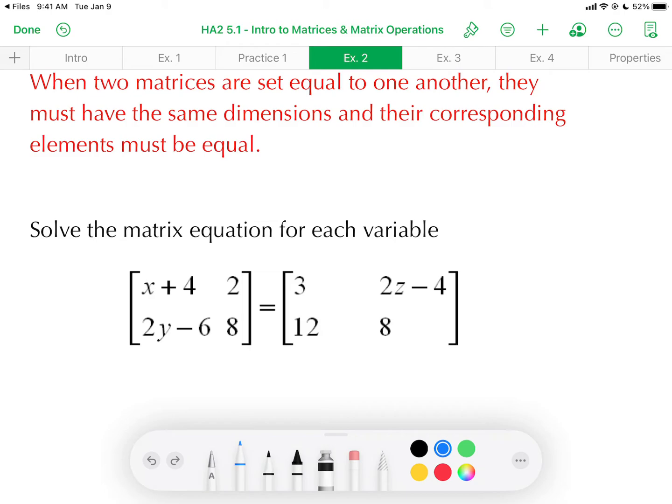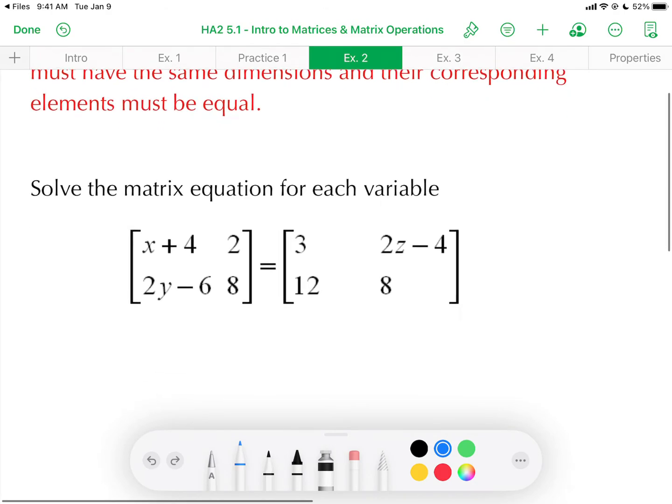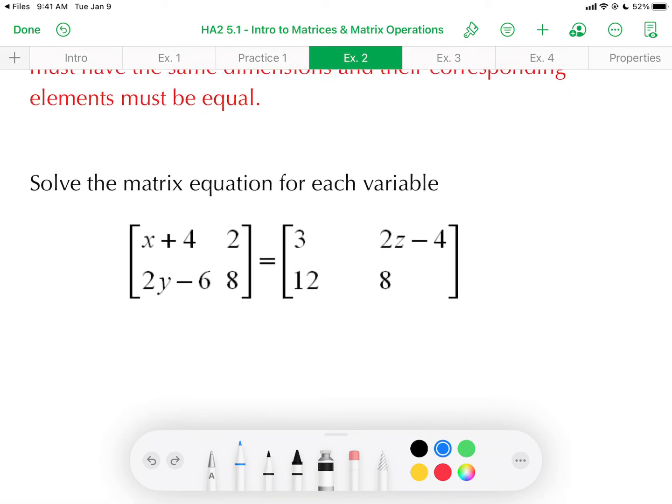All right? So notice there's 3 variables to solve for here. And this is just wanting us to recognize that if the matrices are equal, then the corresponding elements are equal. So that x plus 4, that's first row, first column, it's got to be equal to first row, first column of the second matrix, which is 3. So that means x has to be negative 1, right?